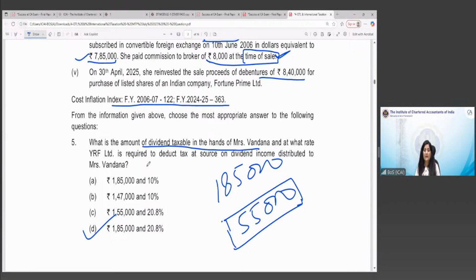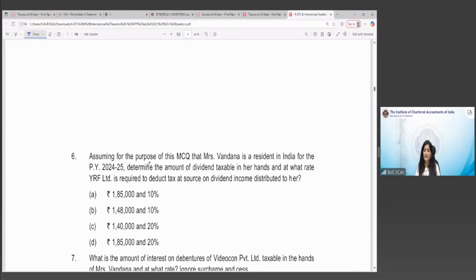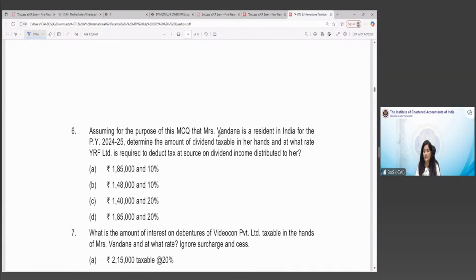Okay. Next question: if the assessee is a resident in India, same facts, 1,85,000 is the dividend income and your expenses are also 55,000. Now you tell me what is the correct answer. 1,85,000 and 10%, 1,48,000 and 10%, 1,40,000 and 20%, and then 1,85,000 and 20%. Easy question.